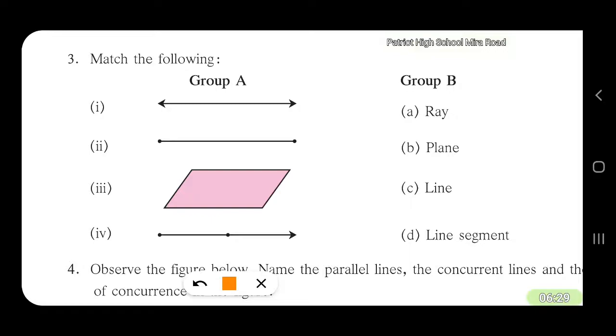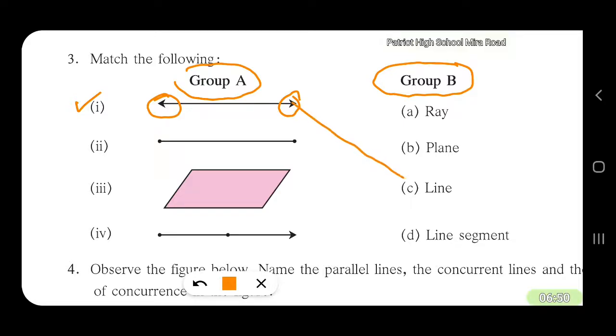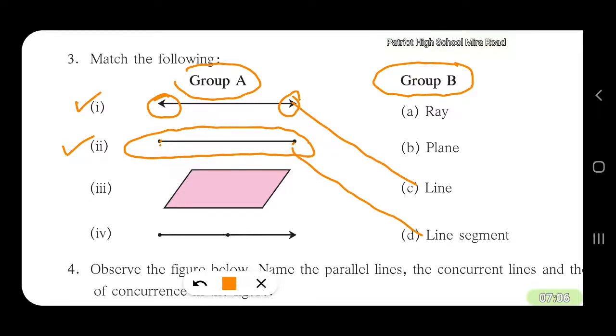Match the following. We have group A items and group B the names. So consider the first case. There are two arrowheads at both the ends. So if a line segment has two arrowheads on both the ends, that means it is a line. Now this particular drawing does not have arrowheads at both the ends, but it has dots at both the ends. That means it is a line segment.